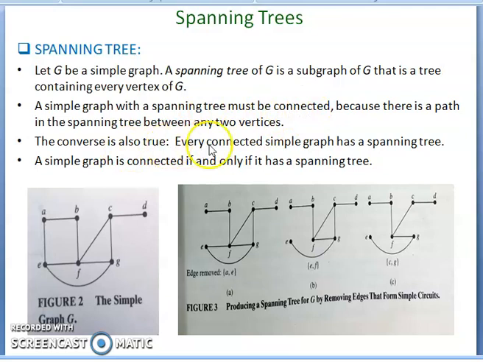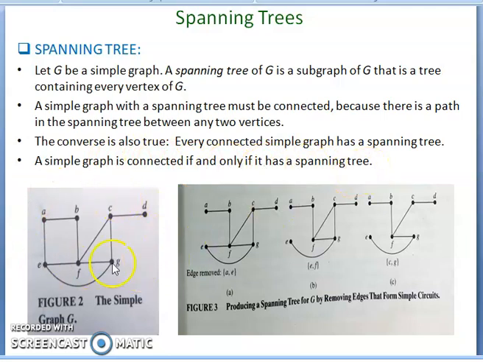The converse is also true. That means every connected simple graph has a spanning tree. This is the converse, right? So every connected simple graph has a spanning tree, and similarly, a spanning tree must be connected. A simple graph is connected if and only if it has a spanning tree.